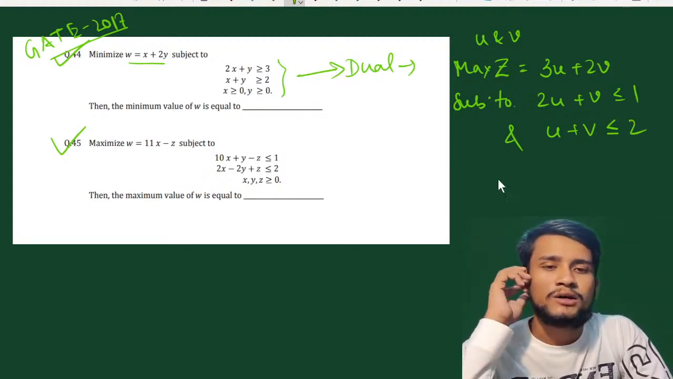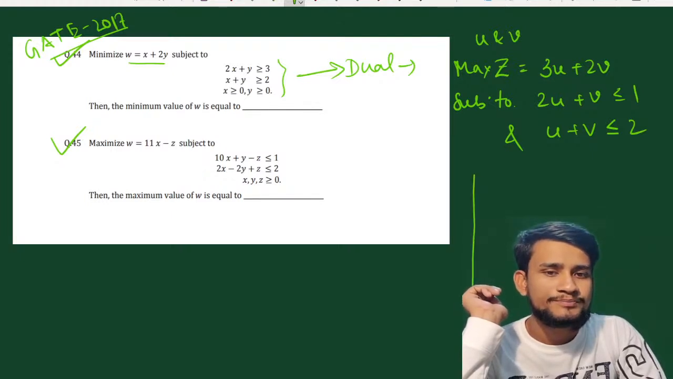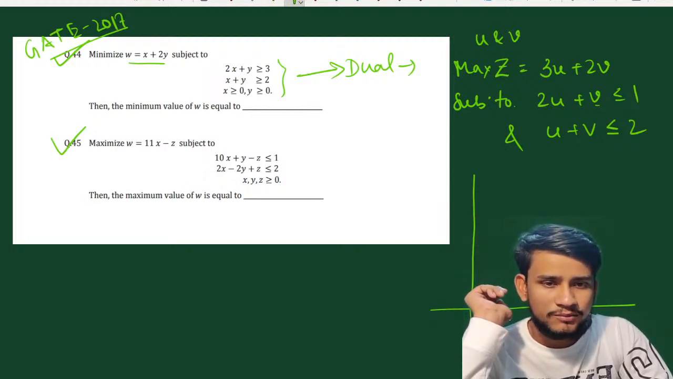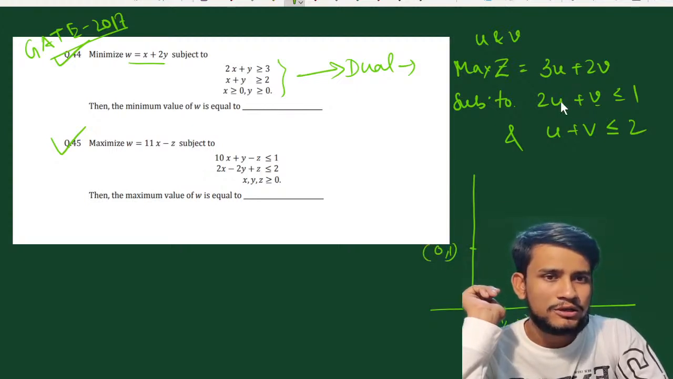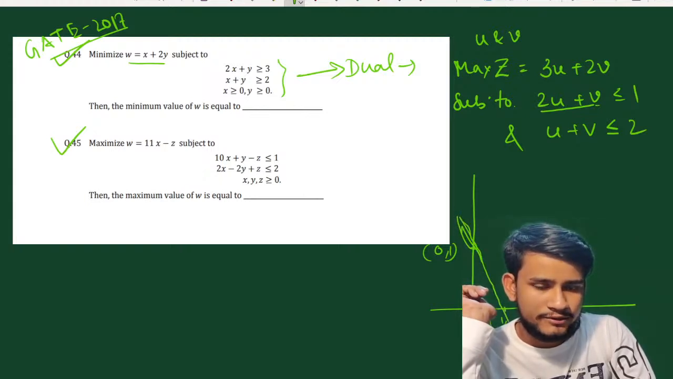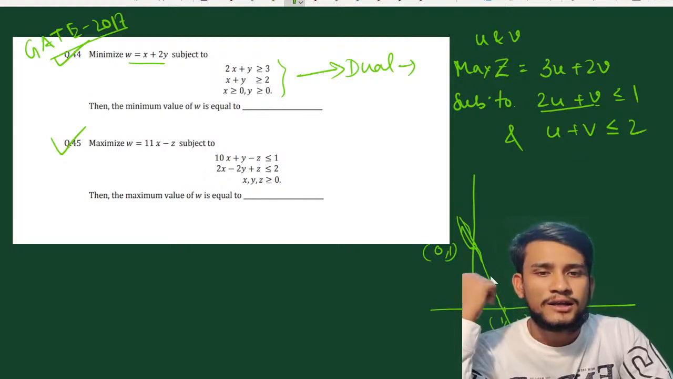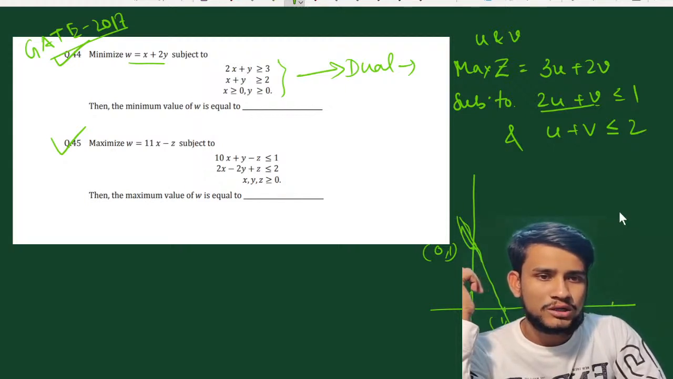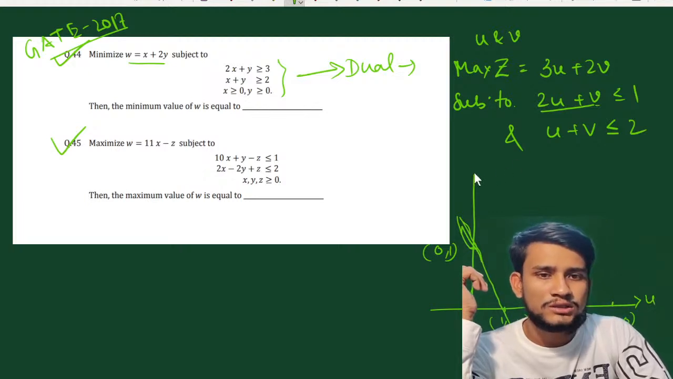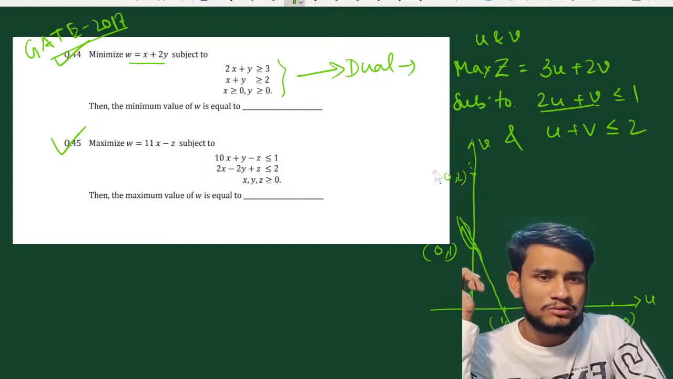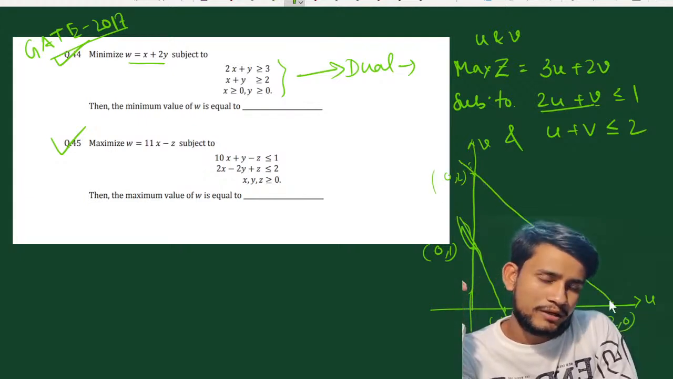Yes, now we should draw the graph. If we draw the graph, the first line gives the points (1/2, 0) and (0, 1), from the intercept form. And another line is, suppose this is 1 and this is 2, with u on one axis and v on the other: (2, 0) and (0, 2). So this is the line.